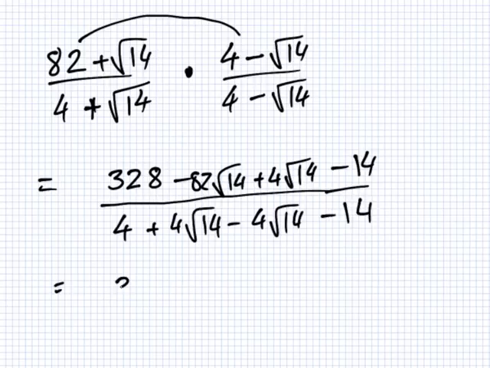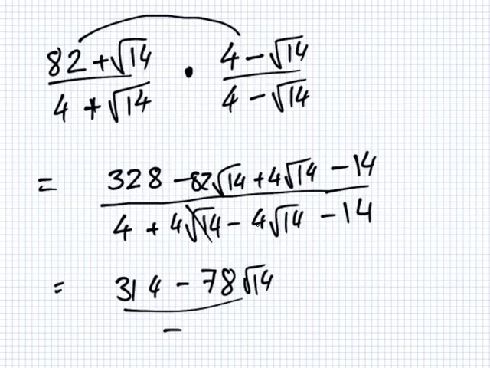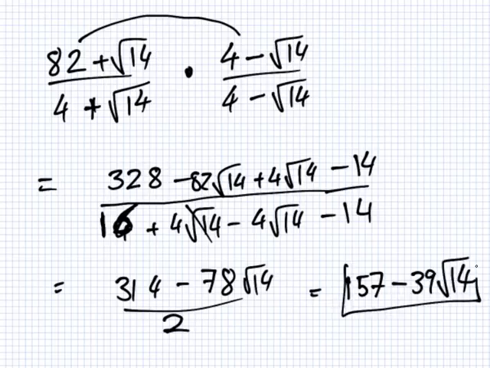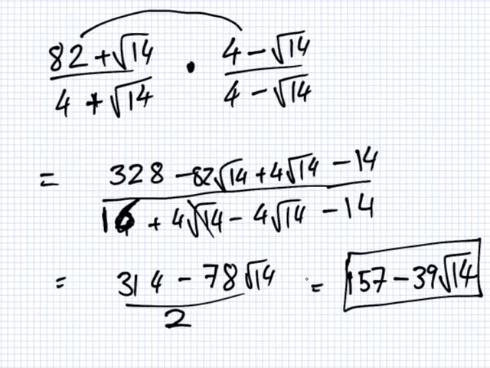So on the top I'll have 314 minus 78 root 14 over 16 minus 14. Oh, so sorry, thank you. That should be a 16, yeah, thank you. So here is 2. So that'd be 157 minus root 14 then. This is the answer then, here. Okay. So, just a matter of practice. That's all there is to it.